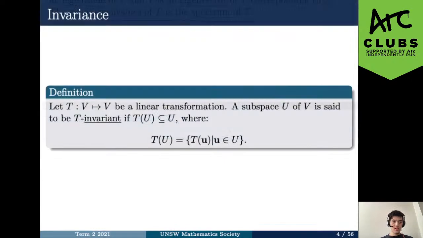Just a definition. Invariance, we're not really going to look at this much, but we say that a subspace U is T invariant. That means that if I have any element inside this vector subspace U and I apply the linear transformation to it, the answer itself still lies within U.